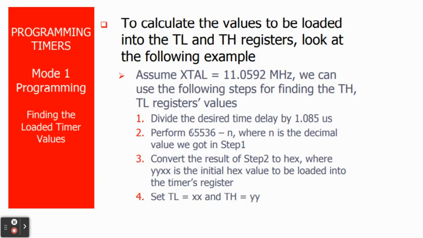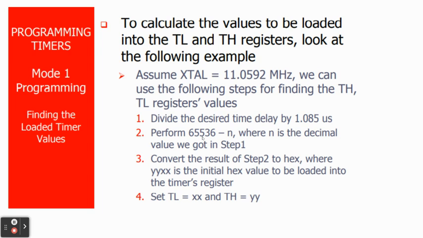Now, again, to calculate the values to be loaded into the TH and TL registers, we can summarize it like this: we have to divide the time delay by 1.085 microseconds, and then the answer will be subtracted from 65536. In other books and examples, we also subtract 1 from the 65536, which we get from 2 to the n, or 2 to the 16. You use 16 for mode 1, and you will be using 13 for mode 0.